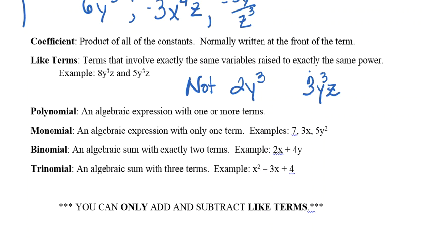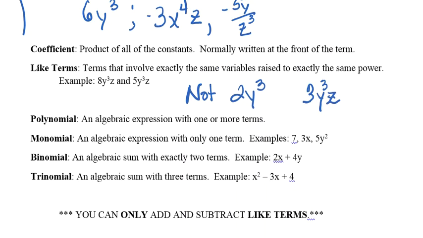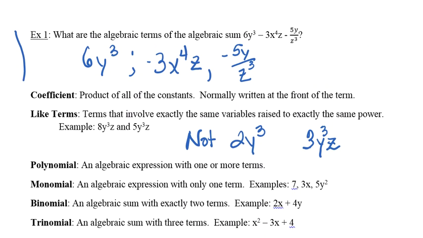So all of these items we've been talking about are polynomials. Some of them are monomials because they only have a single term, like 7, 3x, and 5y squared. We've had some binomials, which is 2x plus 4y. And then we have had one trinomial up above here when we were talking about the original number. This algebraic sum here, 6y cubed minus 3x to the fourth, is a trinomial that has three parts: 1, 2, and 3.